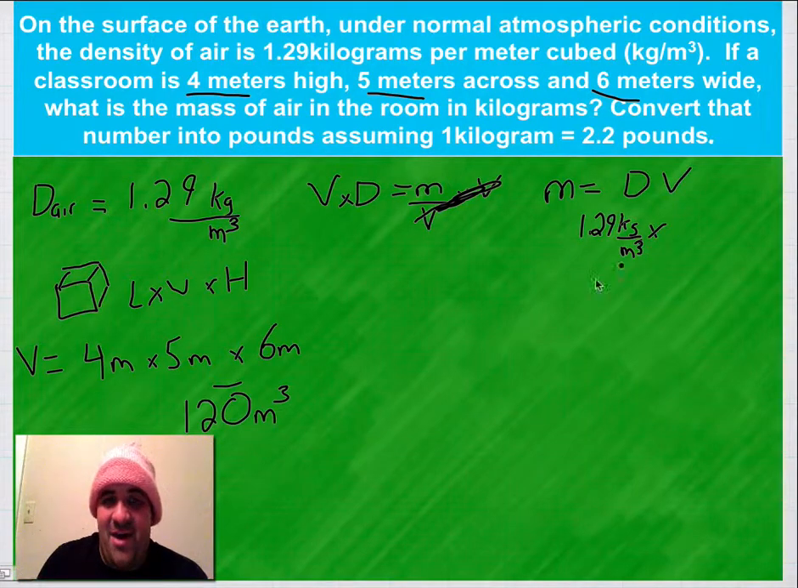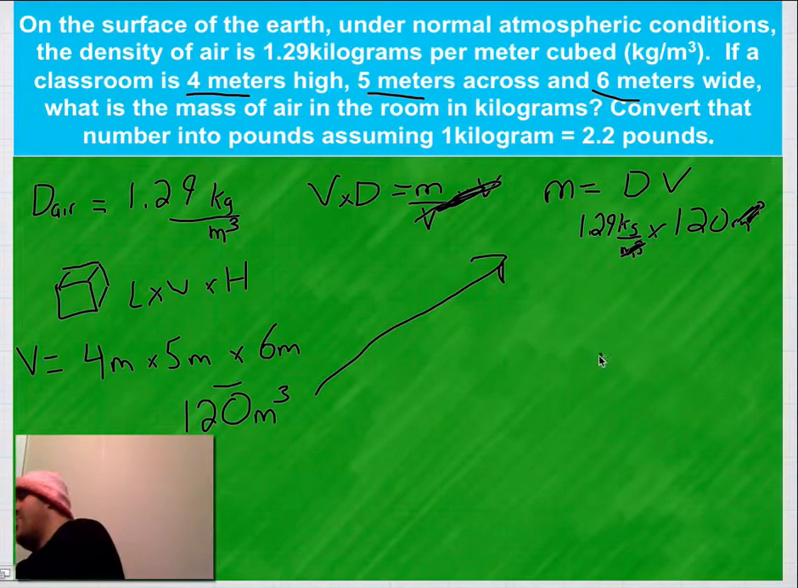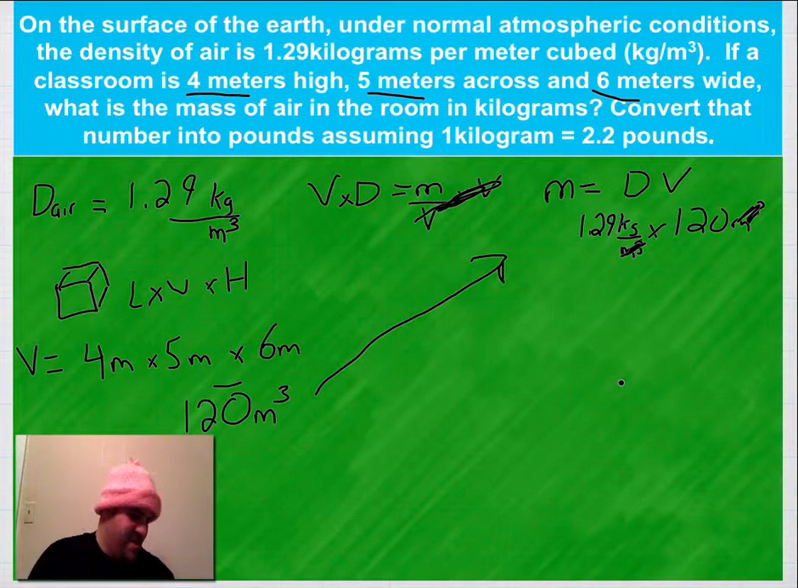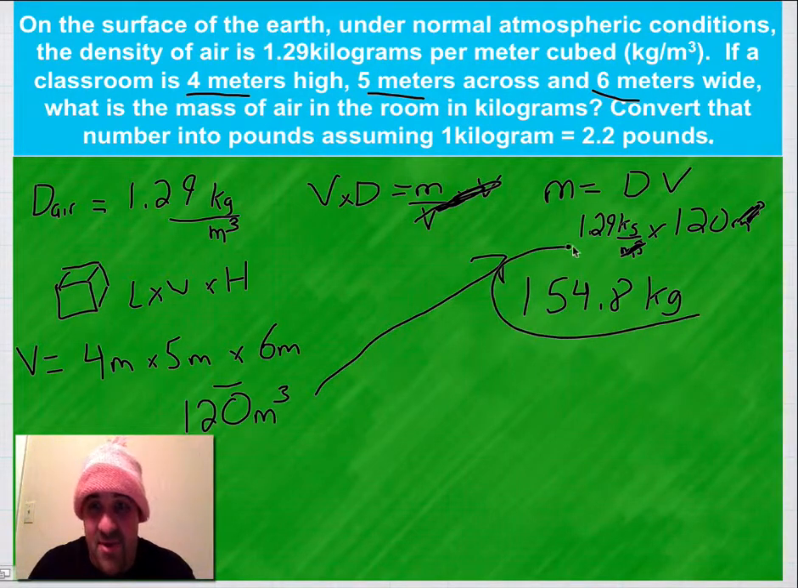So we're going to take this volume and put it up here in the formula where we need it, times 120 meters cubed. Now notice we have a meter cubed in the denominator, and we have a meter cubed in the top. So the mass of the air in the room is going to be equal to 1.29 times 120. And that is going to come out to be, going from memory, 154.8 kilograms. That is the mass of the air in the room.